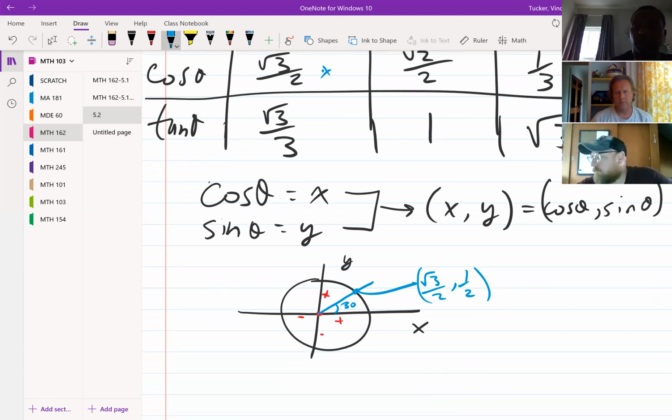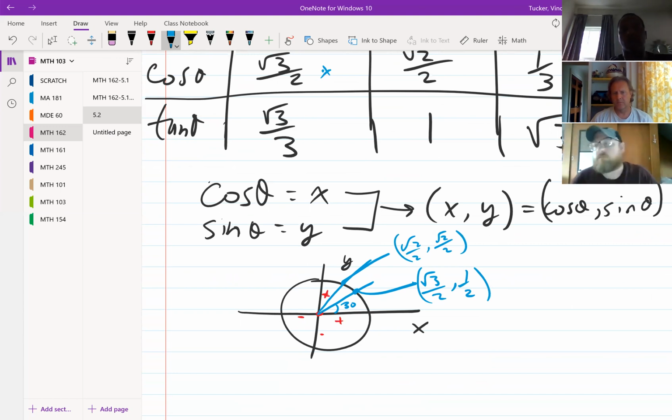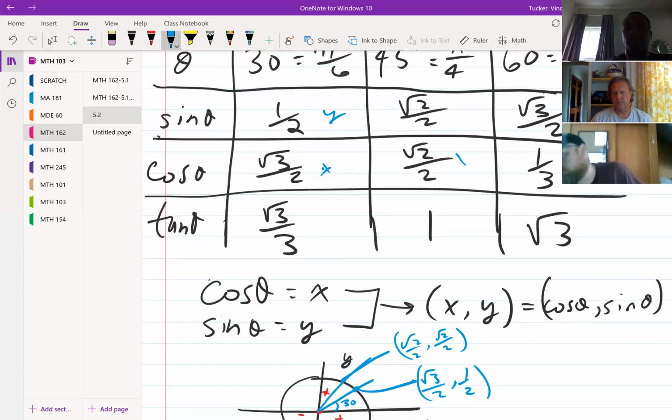And so you'll have all different variations of using the square root of 3 over 2 and the 1 over 2. And then 45 degrees would be square root of 2 over 2, square root of 2 over 2. And that matches up with my x here, y here. And then theta being 60 would be, that should be 1 over 2. I'm sorry, that should be a 1 over 2. It'd be 1 over 2, square root of 3 over 2.